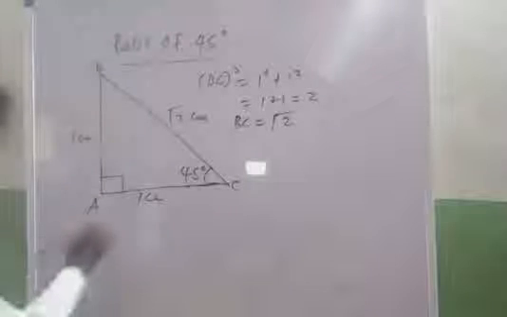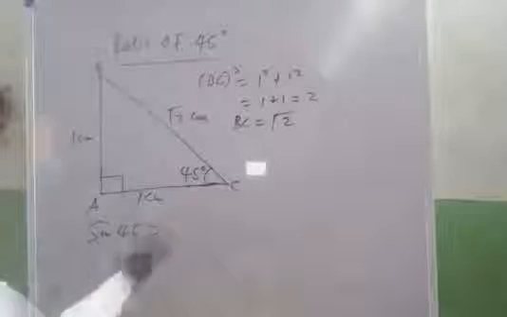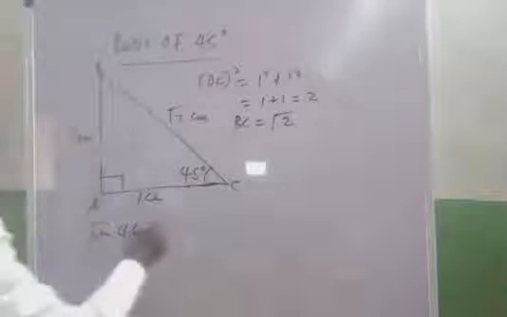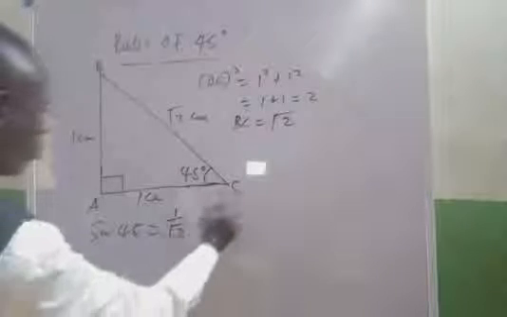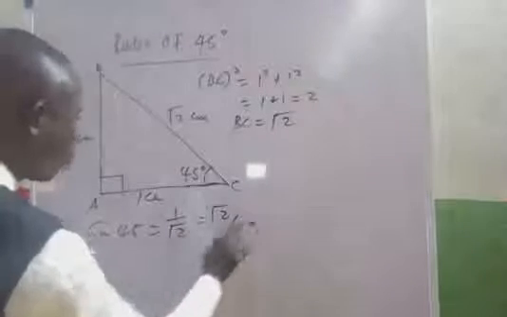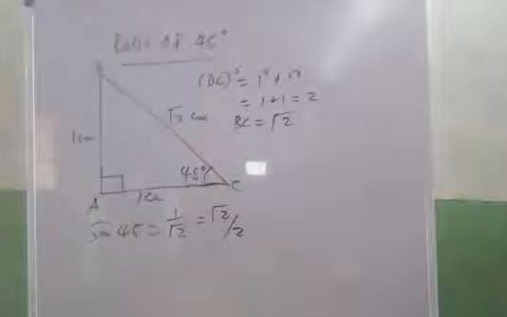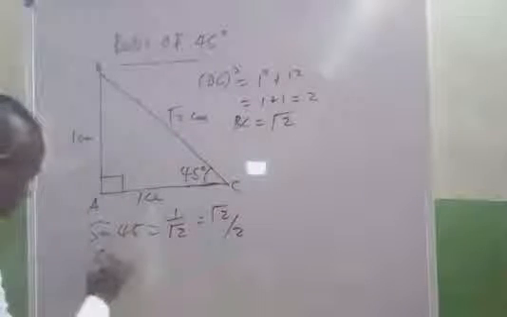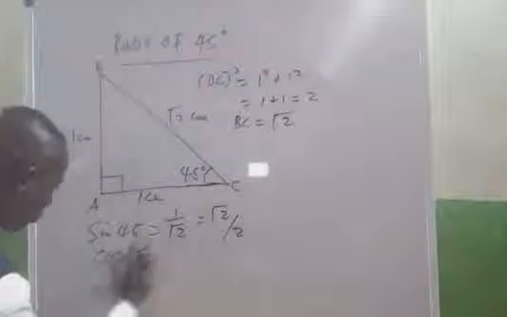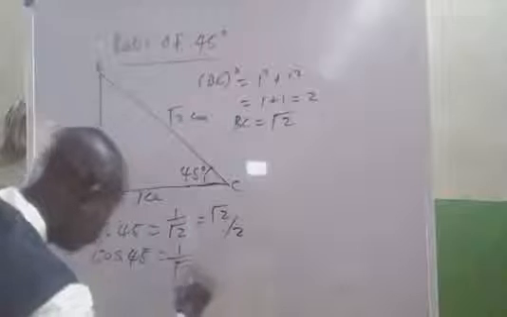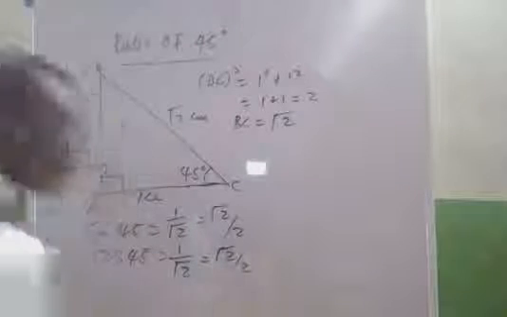Now sine 45, sine is opposite over what? Hypotenuse. Your opposite is 1, so 1 over root 2, which is root 2 over 2, if you rationalize. We have done surds, so you can go back to surds to know how we get this. Then we have cos 45 now. It's the same thing as sine 45, because adjacent is equal to opposite. So you have 1 over root 2, and that will be equal to root 2 over 2.